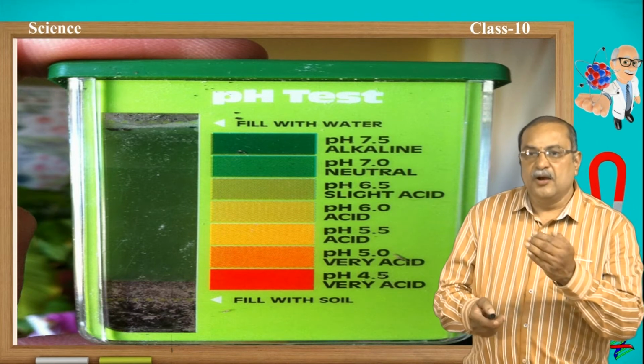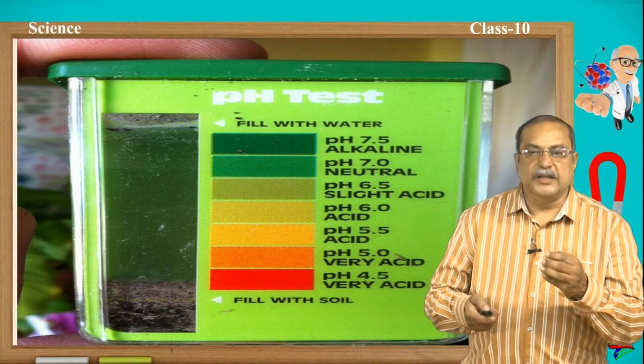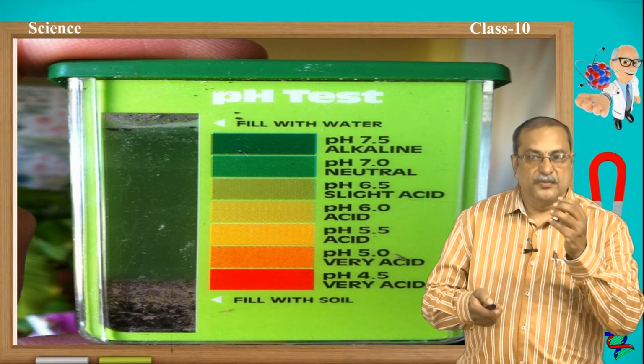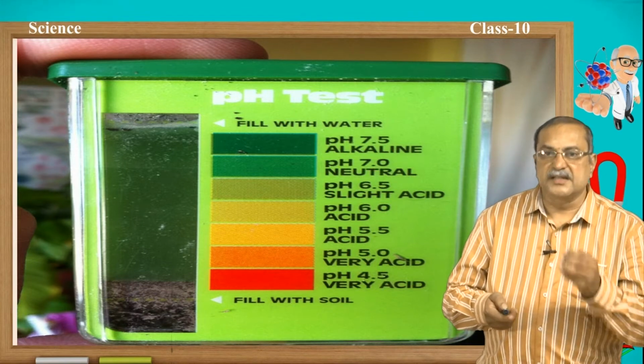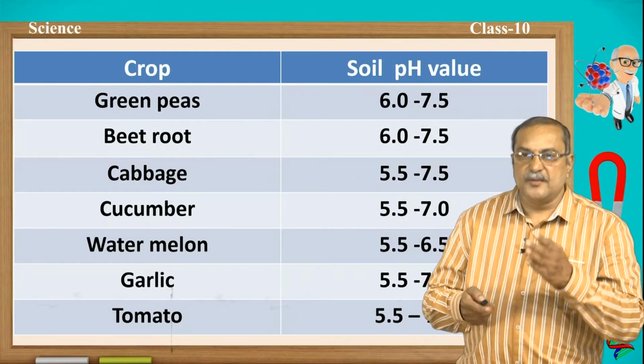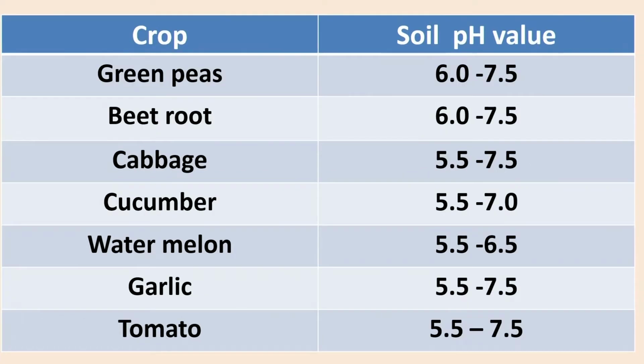So, let us see how plants develop luxuriously at a particular pH value. Different vegetable plants require different pH values. Let us see that. For crop and soil pH value suitable for growth, green peas need 6 to 7.5.